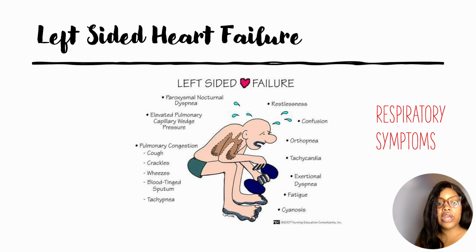Your patient is going to have pulmonary congestion, such as a cough. They may have crackles. They may have wheezing. They may have blood-tinged sputum. So remember, they may have cyanosis from not getting enough oxygen. So just remember, when you're talking about left-sided heart failure, it's because now the left ventricle is not doing what it's supposed to do, and it's now allowing blood to back up into the lungs.